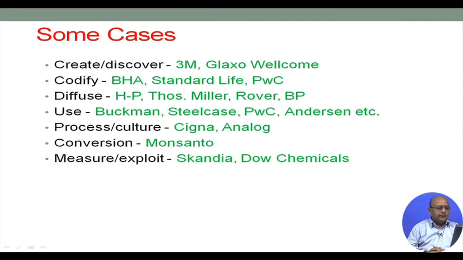Now, in terms of process and culture, there are different companies which have been making use of that, and then conversion, how to convert or transform one form of knowledge into another form. There is another company known as Monsanto, and then measuring knowledge. That is basically intellectual capital, how intellectual capital can be exploited and measured to find out the intellectual base of a company. There are companies which have tried to measure the intellectual capital of the organization, like Skandia and Dow Chemicals, and these companies have been able to create an intellectual capital index to see whether human capital is appreciating or not. Okay, thank you.